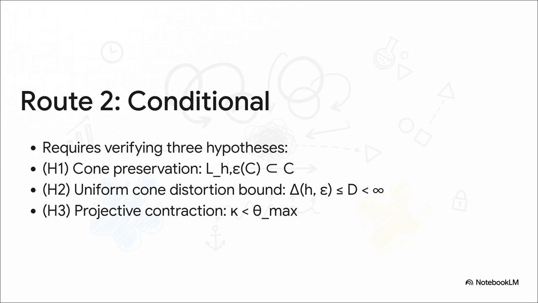First, that the operator keeps functions inside a specific cone of positive functions. Second, that the geometric distortion from the operator is bounded. And third, that this all leads to a contraction factor that's genuinely better than our current bound.